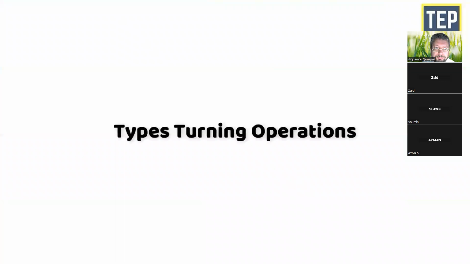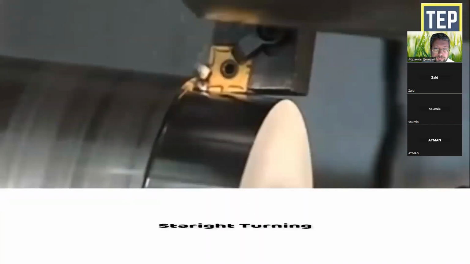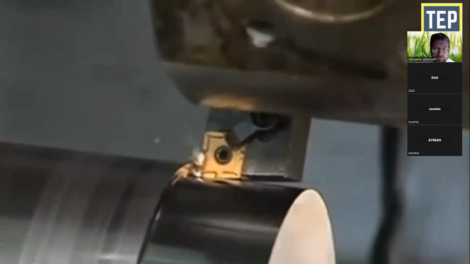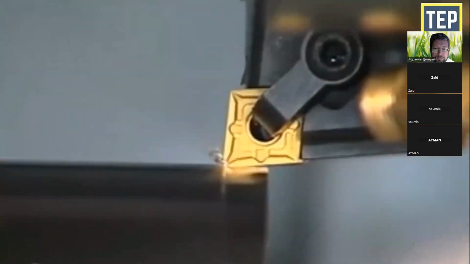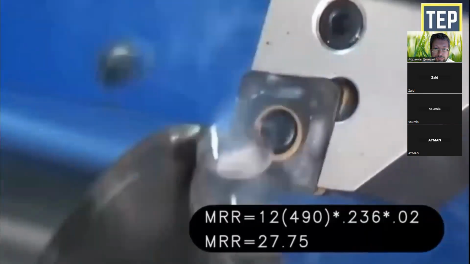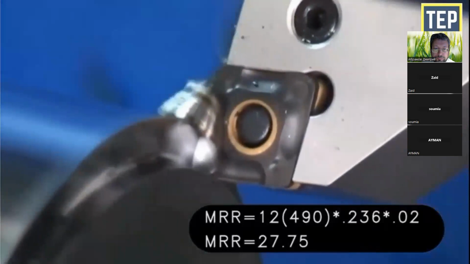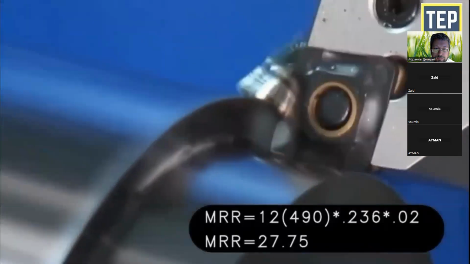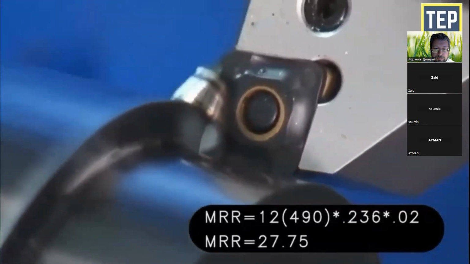There are different turning operations that can be done. They are straight turning. In this operation, the workpiece is held on the chuck and it is made to rotate about the axis, and the tool is fed parallel to the lathe axis. The straight turning produces a cylindrical surface by removing excess metal from the workpiece. Rough turning. It is the process of removal of excess material from the workpiece in minimum time by applying high rate feed and heavy depth of cut.